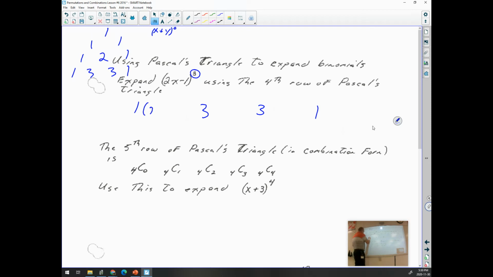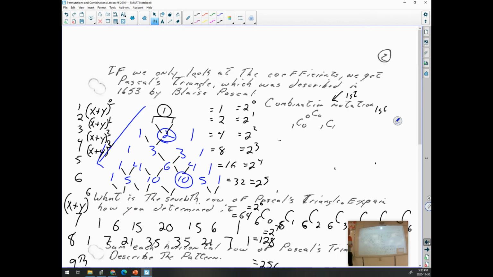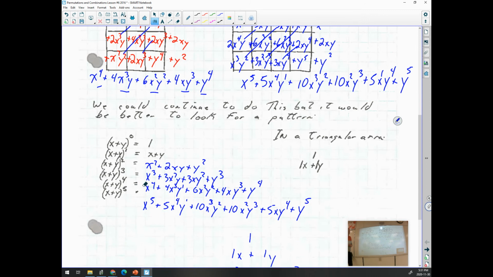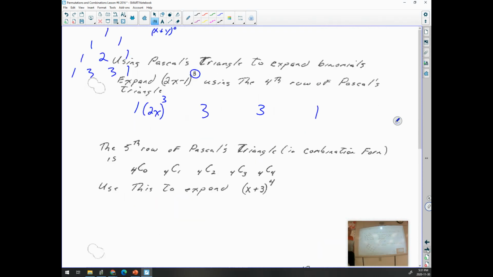I'm going to be raising 2x to the power of 3. Because again, when we went back to our patterning way over here, this is our 3rd row, right? Instead of x, we have 2x. And instead of y, we have negative 1. So I'm just going to replace the 2x instead of the x that we had and the negative 1 in place of the y. So we have negative 1 to the 0. So that's my first term.